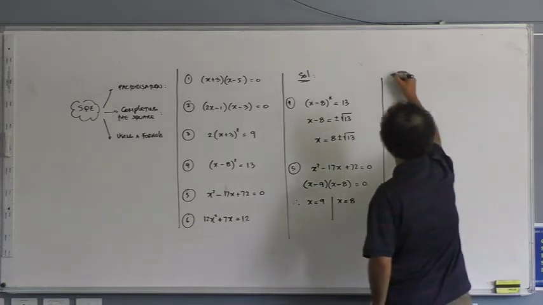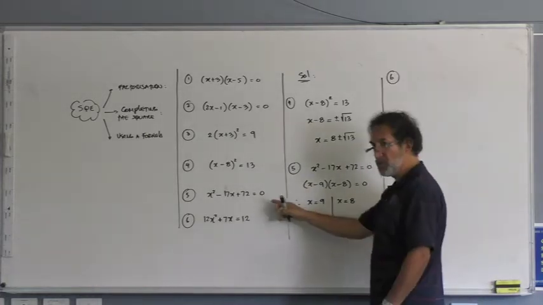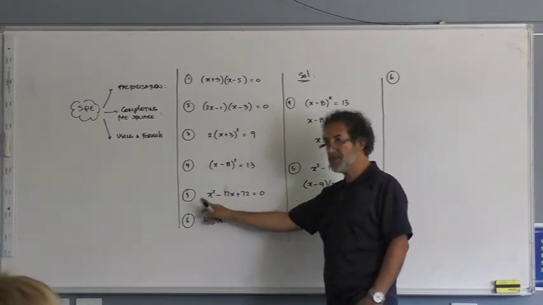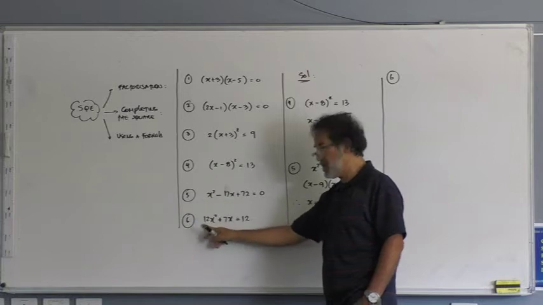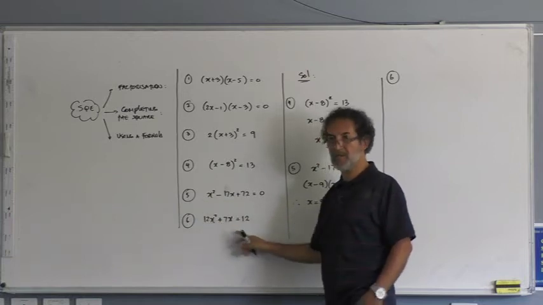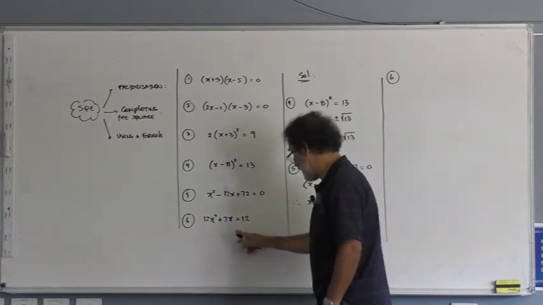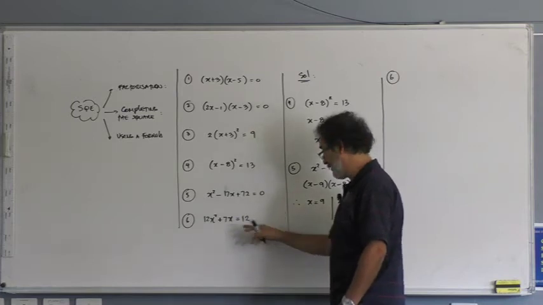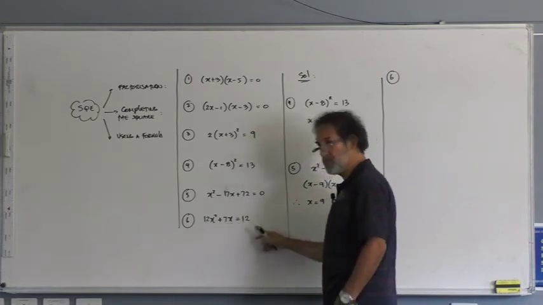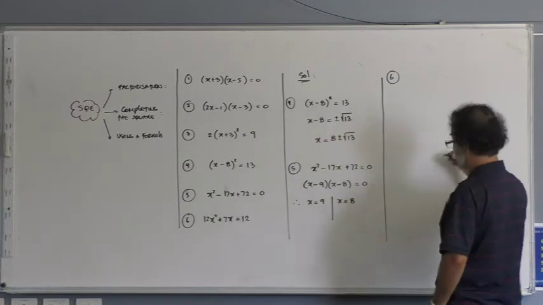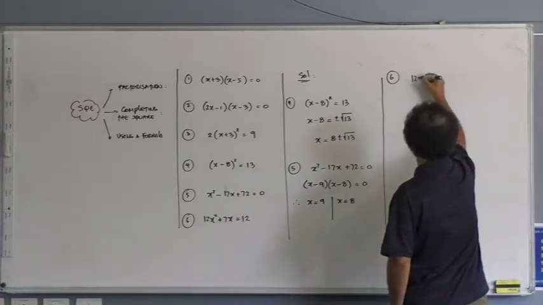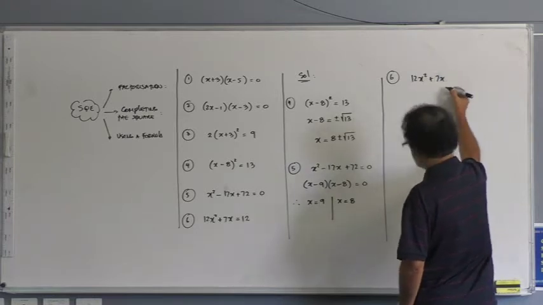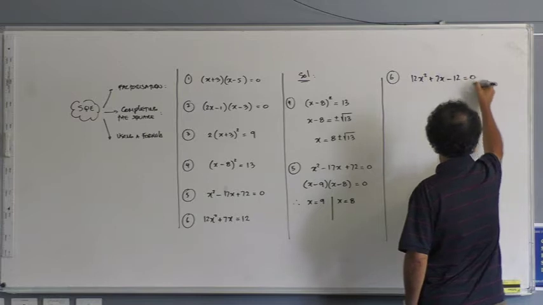Question 6. Let's see. In question C, we have a non-monic. Question 5 was a monic because the leading term is equal to 1. But in here, we have a number in front of the x squared. Can you see? Okay, so in that case, the first thing that we have to do is make this expression look like a quadratic equation. So that means that we're going to have to move positive 12 across. So it's going to be minus 12 equal to 0.